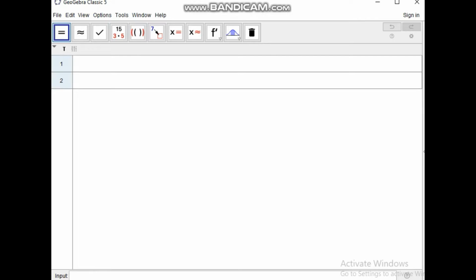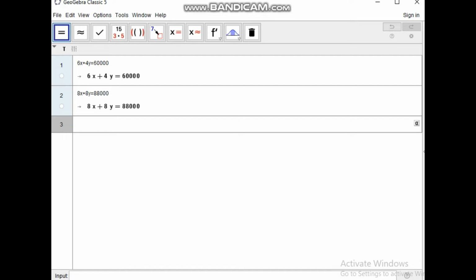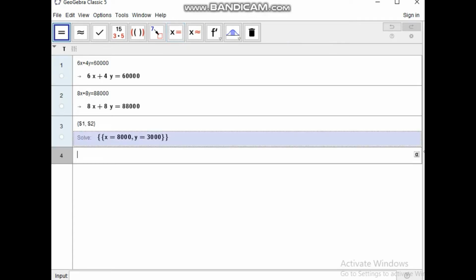Then you have to enter the equation. For equation 1, the equation is 6x plus 4y is equal to 60,000. Then for equation 2, the equation is 8x plus 8y equal to 88,000. Then you have to enter. Then you have to drag your mouse, then click equation 1 and equation 2. Then you click the solve in here. So this is the solution. The solution is for x that represents the price of ribbon is 8,000 and y that represents the price of paper glue is 3,000.